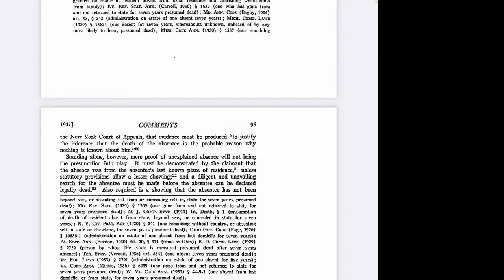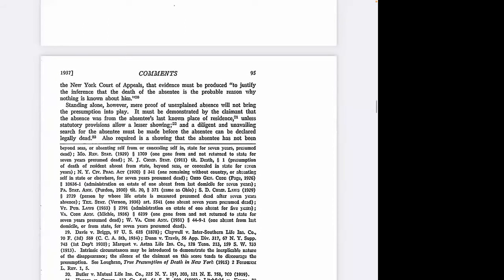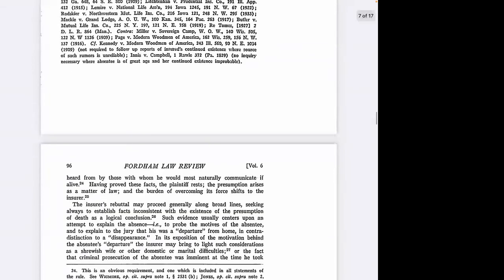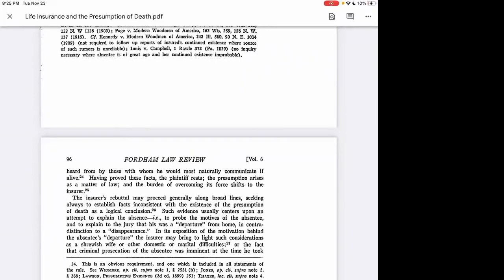It must be demonstrated by the claimant that the absence was from the absentee's last known place of residence, unless statutory provisions allow a lesser showing. A diligent and unavailing search for the absentee must be made before the absentee can be declared legally dead. Also required is a showing that the absentee has not been heard from by those with whom he would most naturally communicate if alive. Having proved these facts, the plaintiff rests, the presumption arises as a matter of law, and the burden of overcoming its force shifts to the issuer.